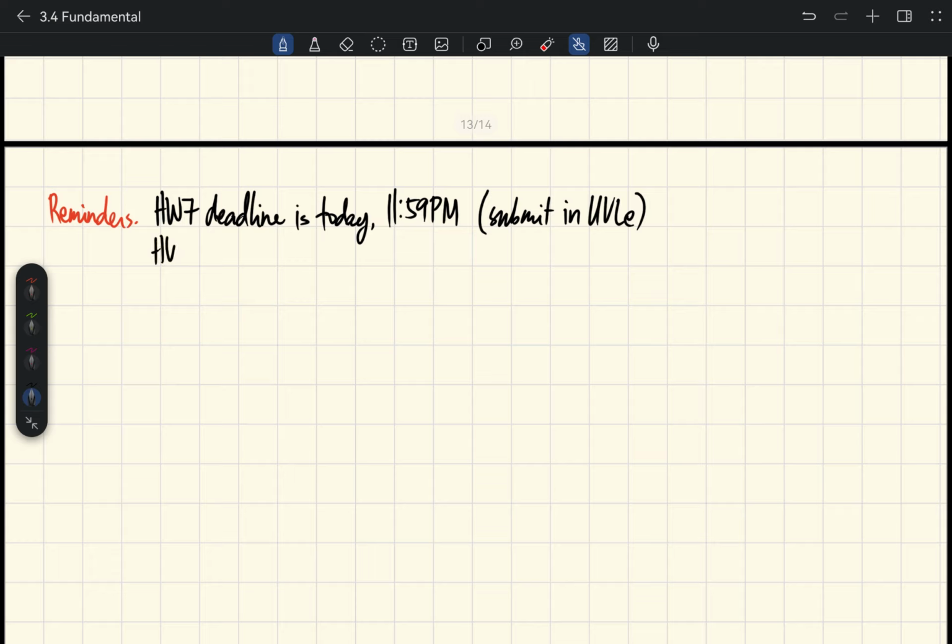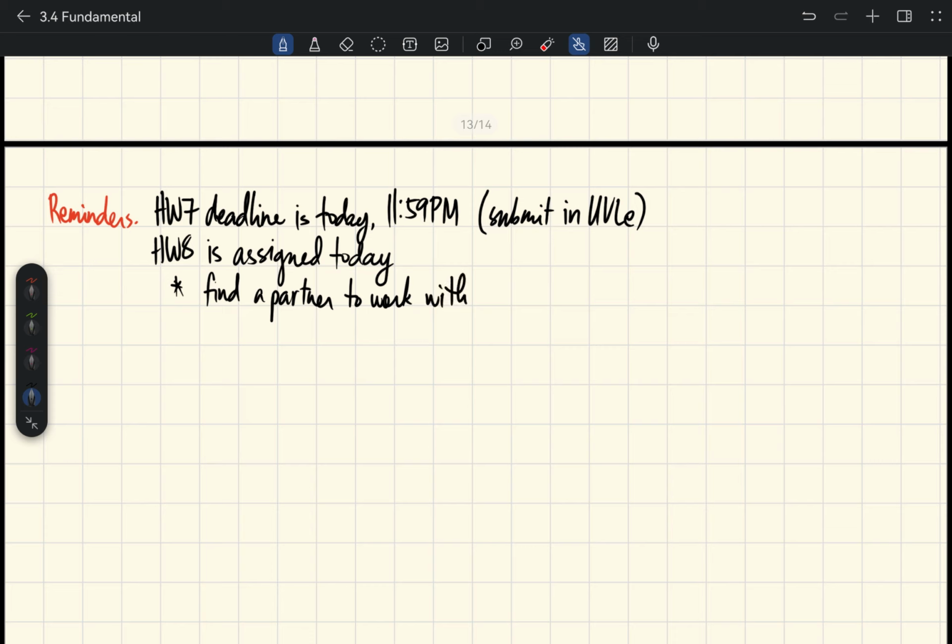Then homework 8 is assigned today. And for this homework 8, I have several problems there which you can try. I have mentioned there that you can try and find a partner to work with, and you can choose different problems to solve.